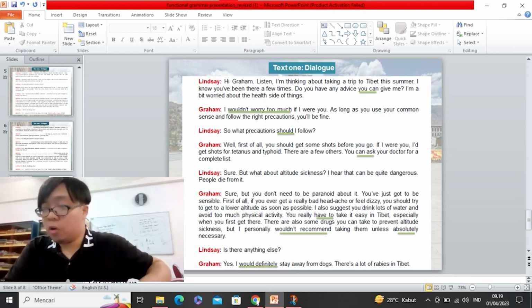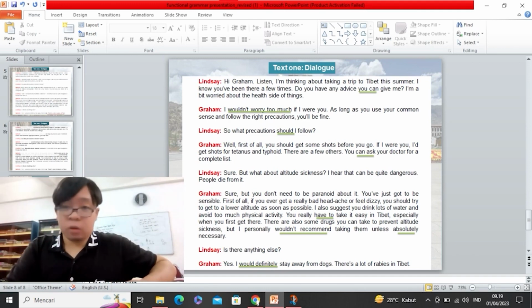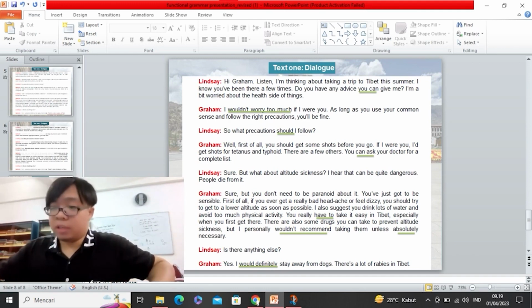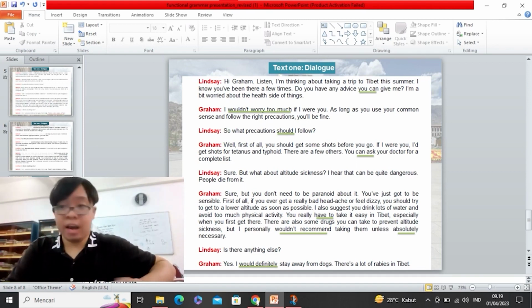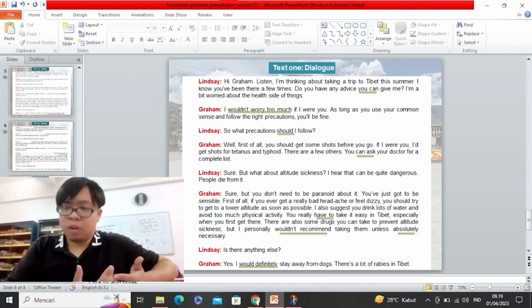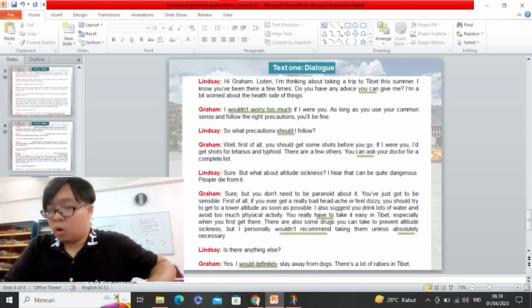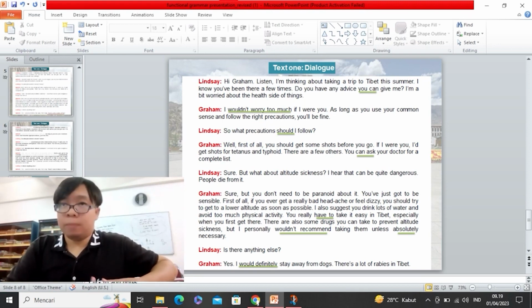Here we can see two individuals having a conversation between Lindsay and Graham. And by using modality, we can get a better grasp on what sort of relationship they have. The way that they spoke to each other gave off the feeling that they've known each other for a long time. So they could be friends, or maybe co-workers, perhaps colleagues, maybe even best friends.